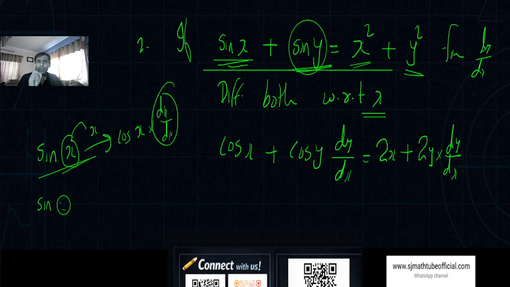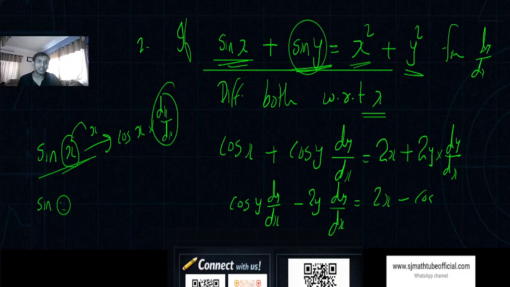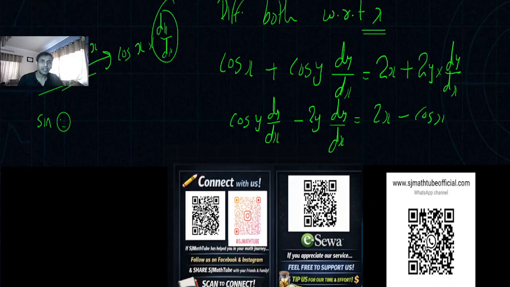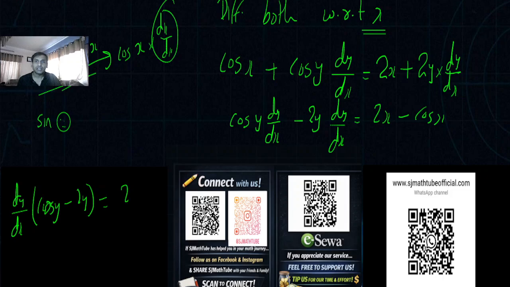Now one more step. And what's that step? Collect dy by dx on the left. So cos y dy by dx minus 2y dy by dx is equal to 2x minus cos x. Then take dy by dx common. So if I take dy by dx common, I'll get cos y minus 2y is equal to 2x minus cos x. So dy by dx equal to 2x minus cos x, the whole divided by cos y minus 2x.